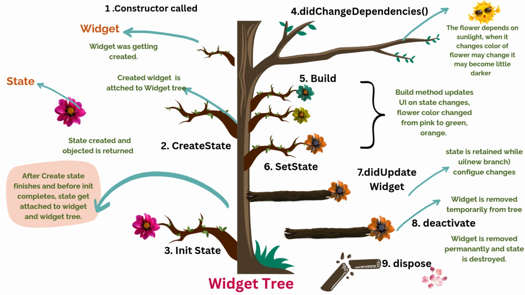Let's move on to another method called build. This method gets called multiple times. Whenever didChangeDependencies happens, build is called immediately. After didUpdateWidget, build is called immediately. And if you want to manually update a state, you call setState and at that time also build gets called. So what function does build perform? Basically, the build method updates the UI in response to a state change. If we consider the state to be the flower, the color of the flower is its property, so you can modify that using setState.